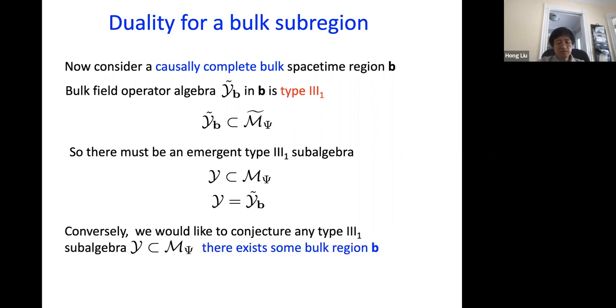So conversely, we would like to conjecture that for any type 3.1 subalgebra, there exists some bulk region B which is identified with it. As I mentioned, the type 3.1 algebra implies some kind of causal structure. So it's natural to conjecture that any abstract type 3.1 algebra in the boundary theory can be realized geometrically in terms of some kind of bulk region.